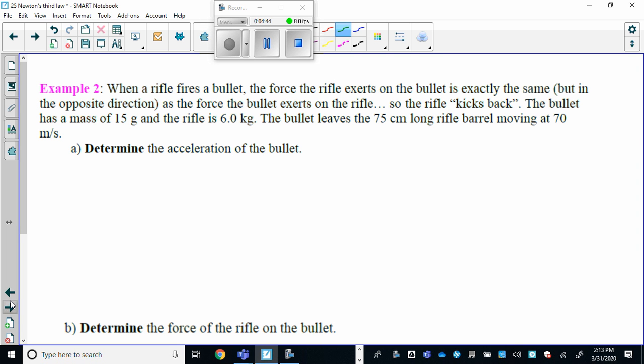But if you've ever fired a gun, you know that when you pull the trigger, what happens to the gun? It goes backwards, right?